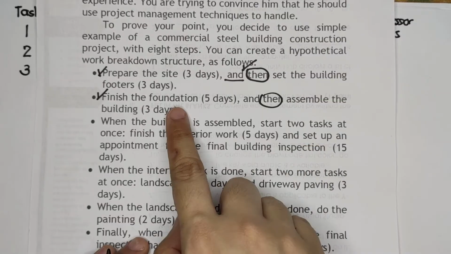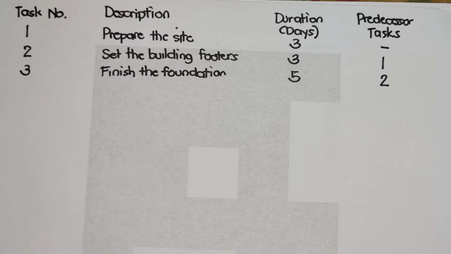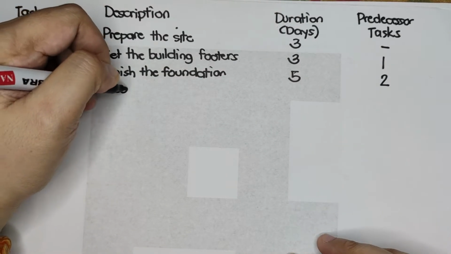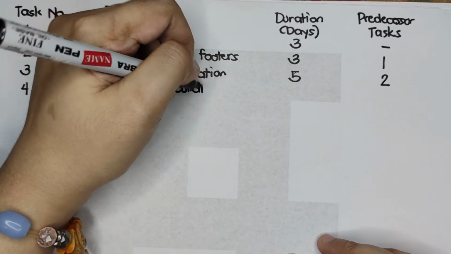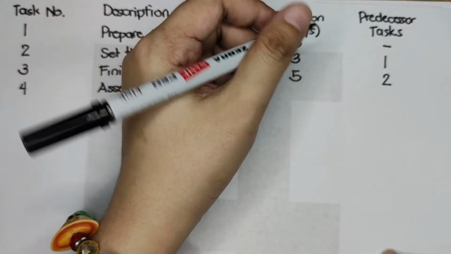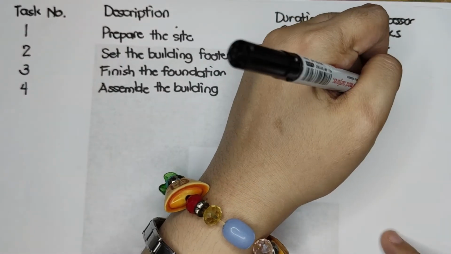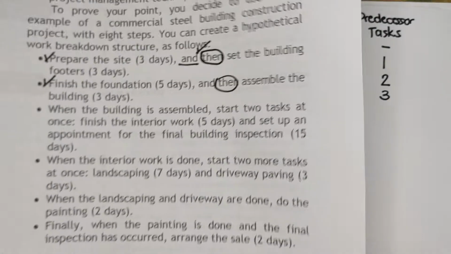meaning after finishing the foundation, assembling the building is the next. So that will be task number 4. Assemble the building. Assemble the building. Duration is 3. And then the predecessor task is also value 3.